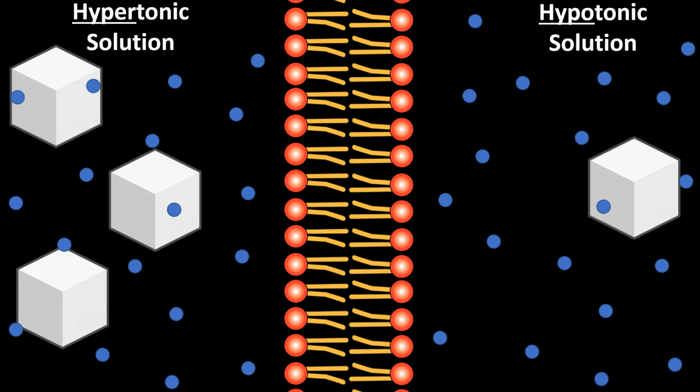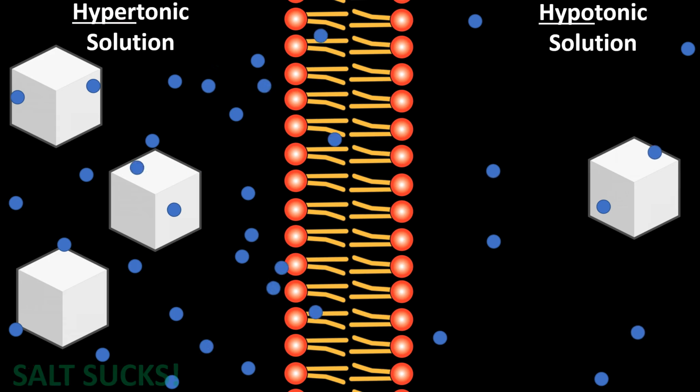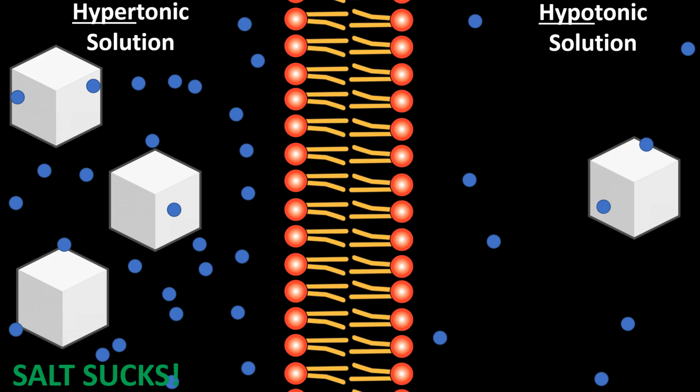Now, we have salt on both sides, but now we have more salt on one side still. So this would be a hypertonic solution when I compare it to the right side. The right side is a hypotonic solution when I compare it to the left side. Now, where is the water going to go? Well, remember, salt sucks. So water's going to go to the left side. More water's going to go to the left side, okay?